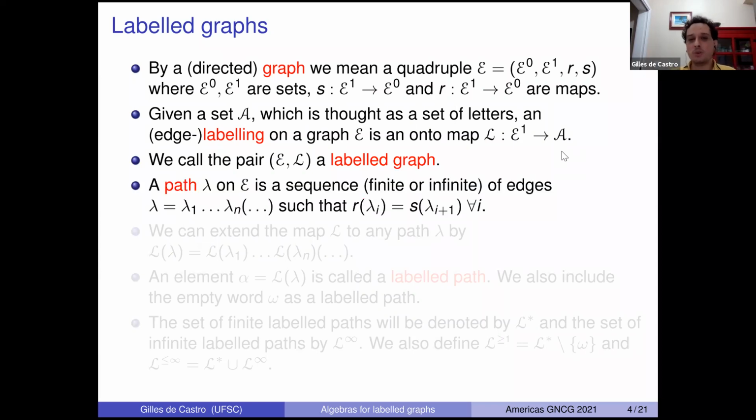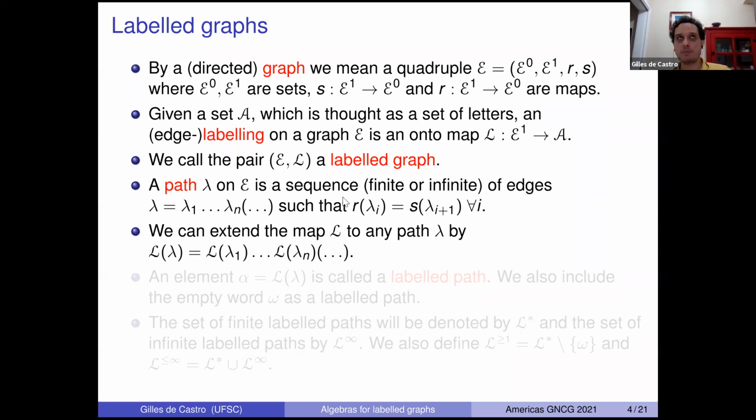And then when you have a graph, you have this notion of paths on the graph, a series of finite or infinite edges, where the range of one edge is the source of the next. So you can think of this as walking on the graph. There's another convention that it's the other way around, so the source is the range. If you consider that in the functorial setting, you use a different convention, but we're going to use this convention here. And we can easily extend the labeling map: instead of labeling only edges, you can label any path, just by concatenating the letters for each of the labels of the edges.